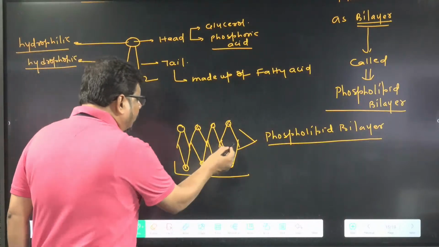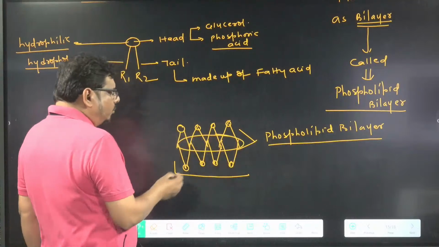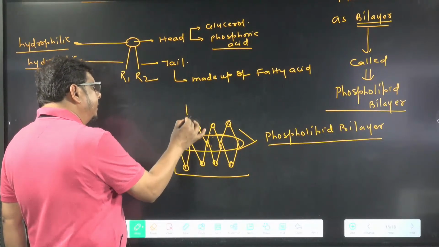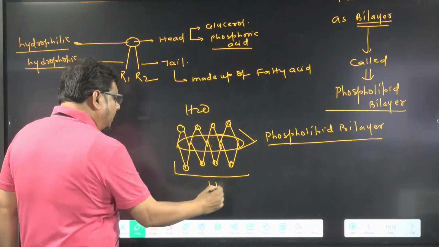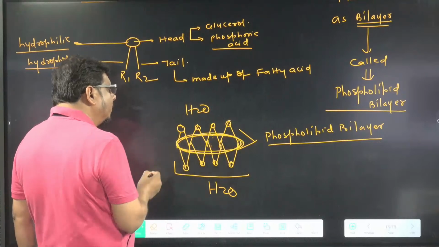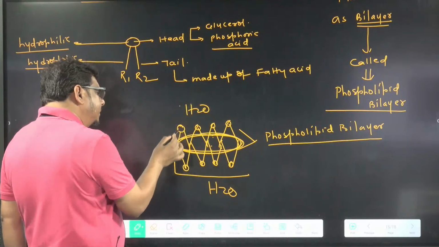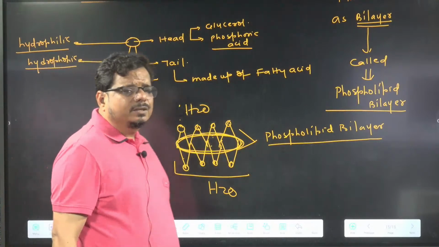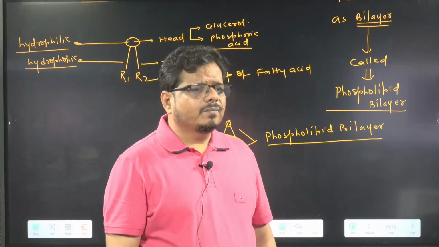Why is it always present as a bilayer? Because they have to protect their tail. The tail is hydrophobic, so it stays away from the water, and here water is there, here water is there. They keep their tail away from the water, so they shift their head toward the water. Getting the idea? That is the reason it is present as a phospholipid bilayer.